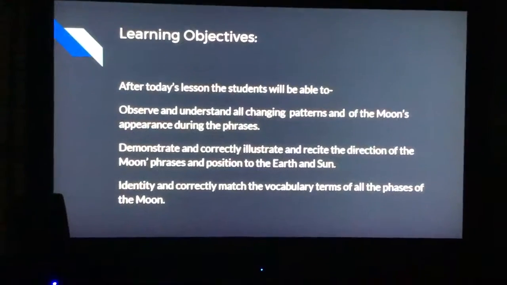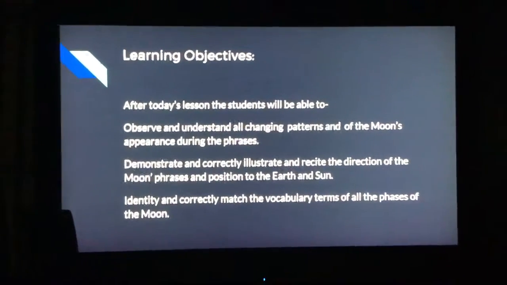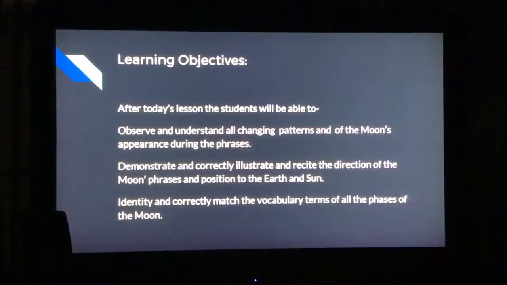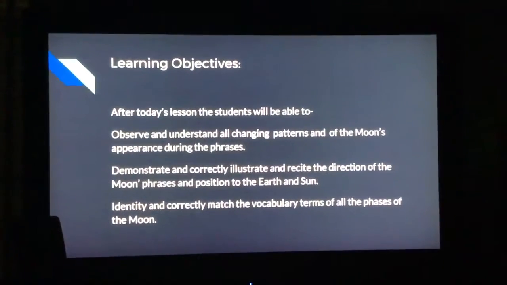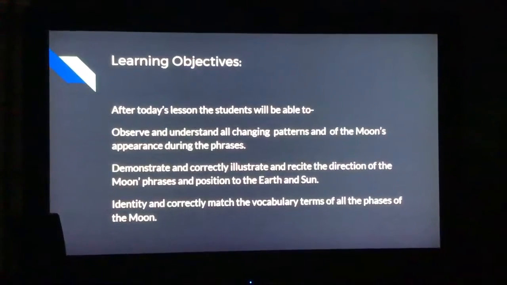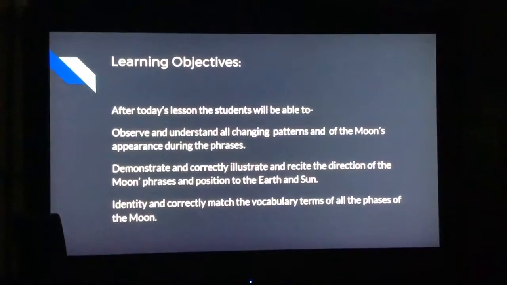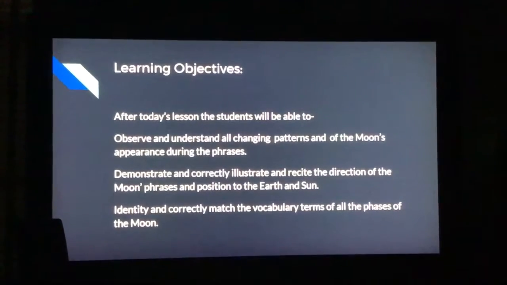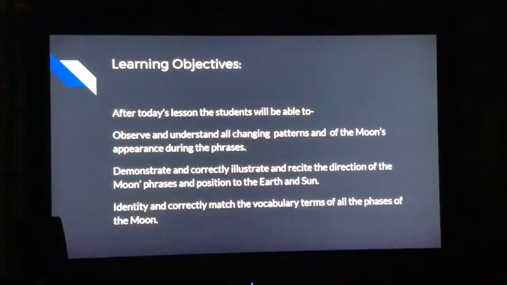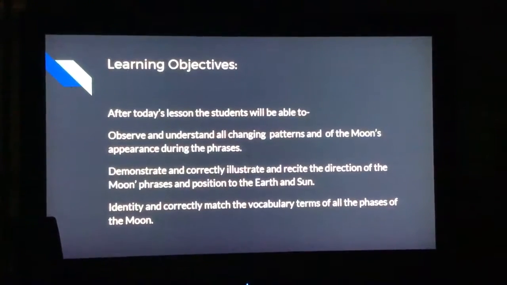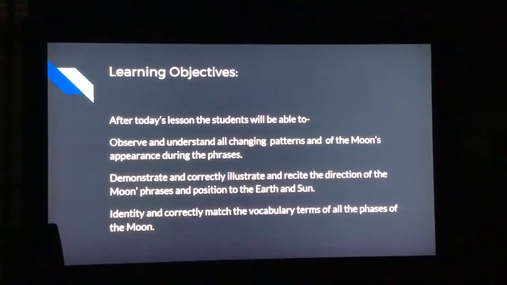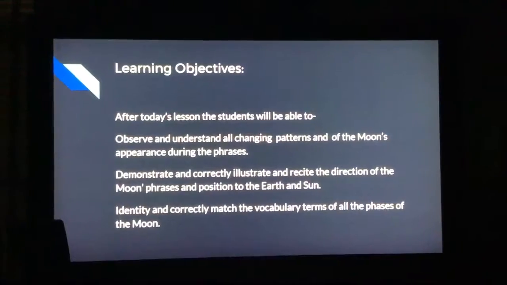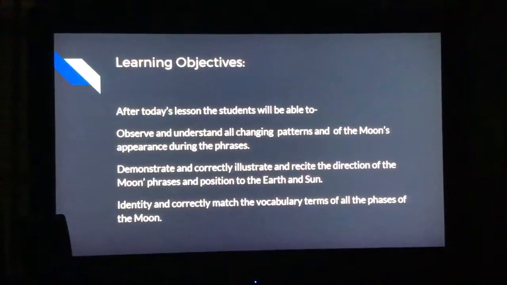So your learning objectives for today. After we complete this assignment, I expect you all to be able to observe and understand the changing patterns in the moon's appearance during the phases, okay? As I said, those two assignments we're going to do tomorrow are going to get you familiarized with them, and you're going to knock this one right out. Demonstrate and correctly illustrate and recite the directions of the moon phases and the positions to the earth and the sun. I'm going to explain that one in just one moment, okay?